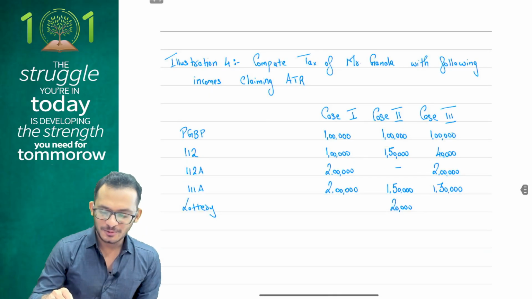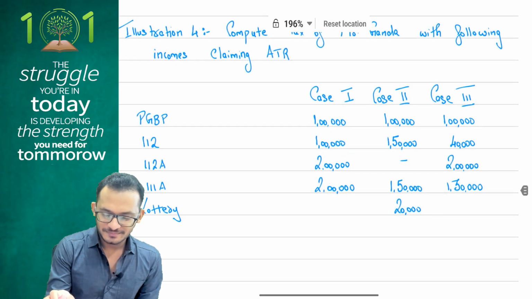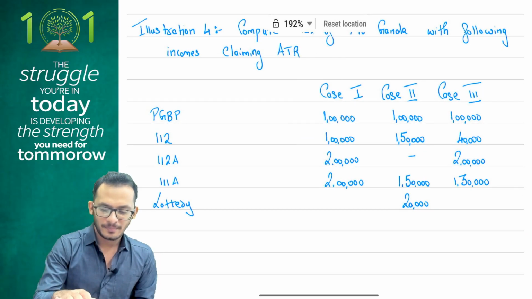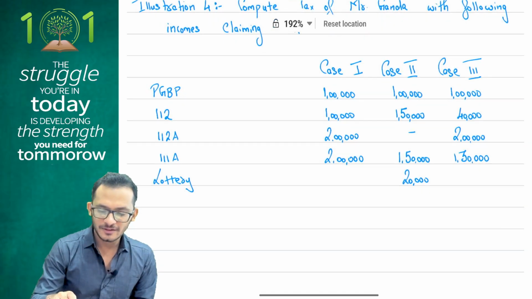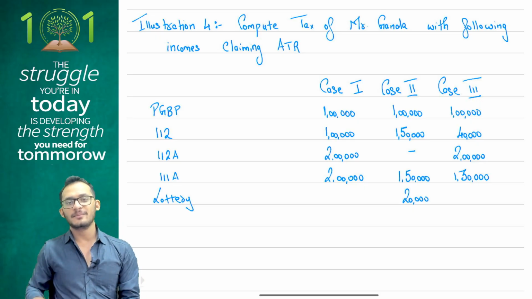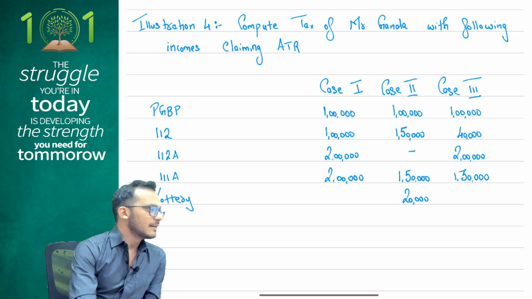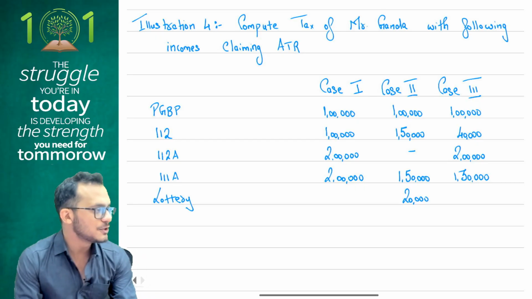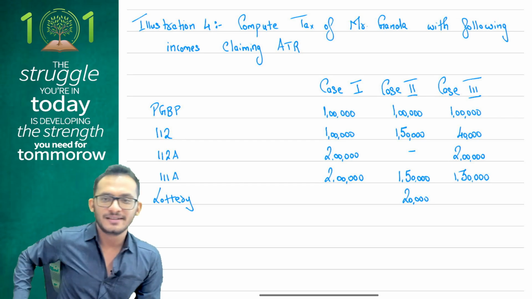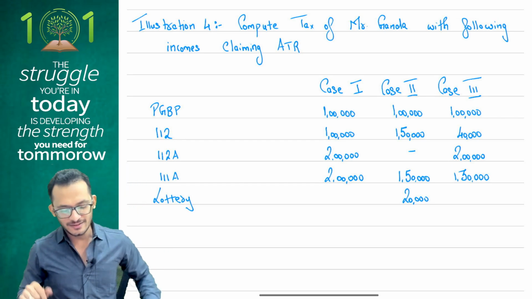Perfect. Let's go to question number 4. I want you to compute the tax of Mr. Ganda with the following incomes claiming ATR. I am giving you 3 individual scenarios, people. You need to find the answer for each scenario separately. Let's start with scenario number 1.